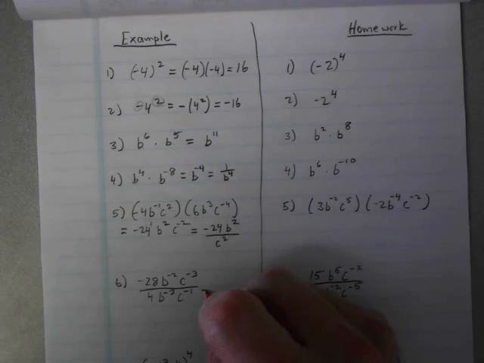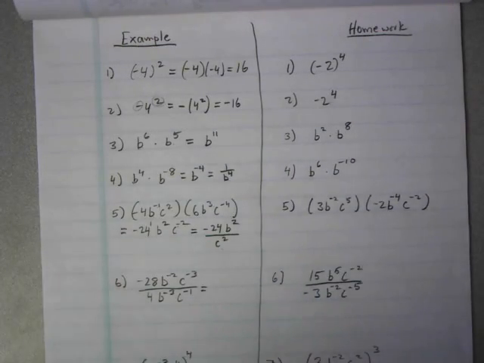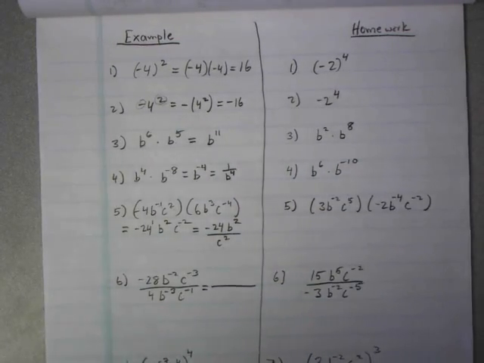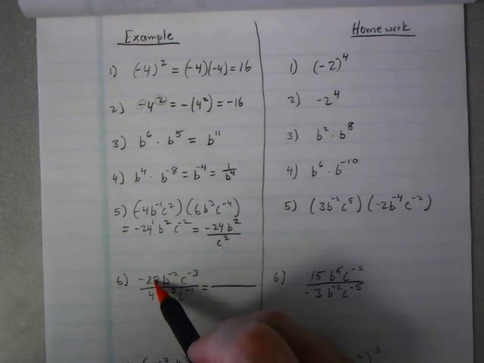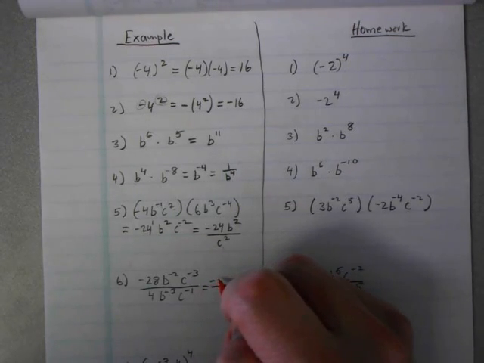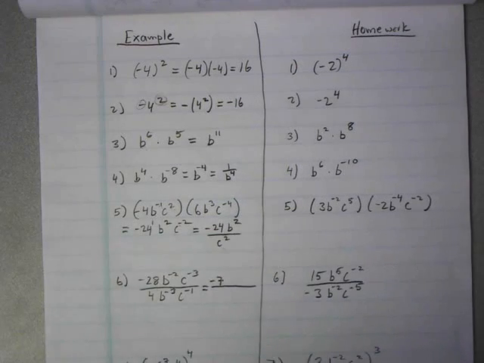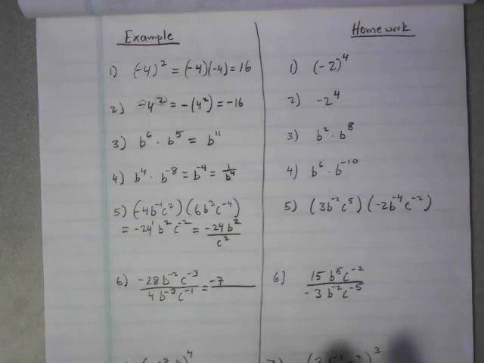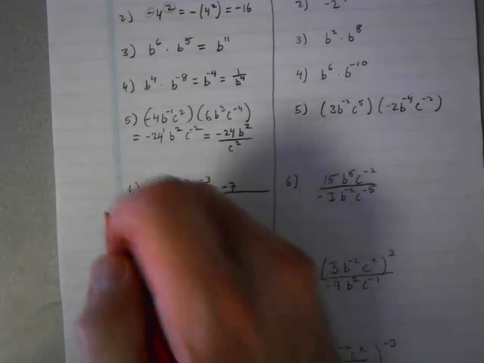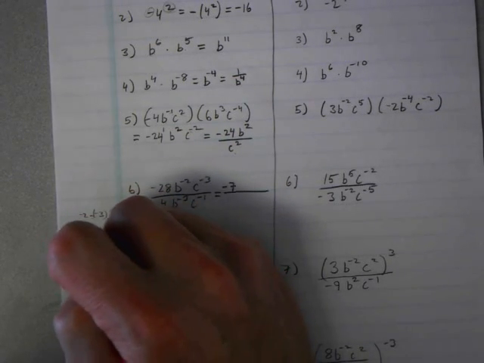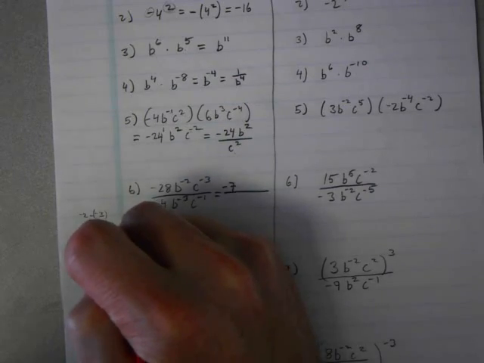Alright, number 6. This time, instead of multiplying, we're dividing. So we're going to be subtracting powers. Negative 28 divided by 4 is negative 7. Then I have to subtract my powers. Alright, so I got to be careful here. I'm going to come off to the side. Negative 2 minus negative 3. That's negative 2 plus 3, which is 1.